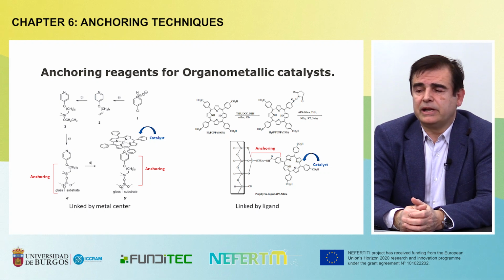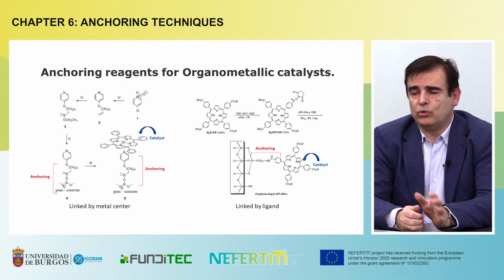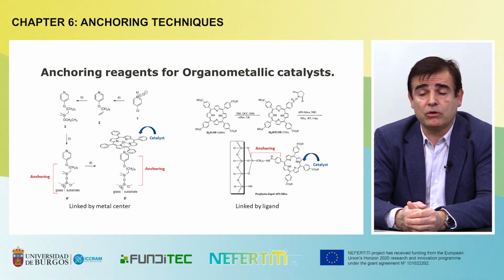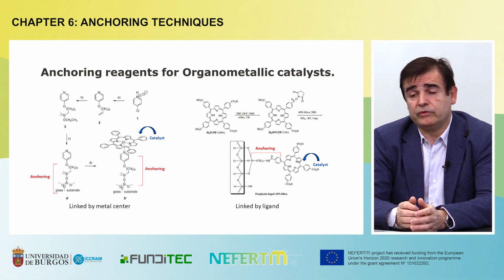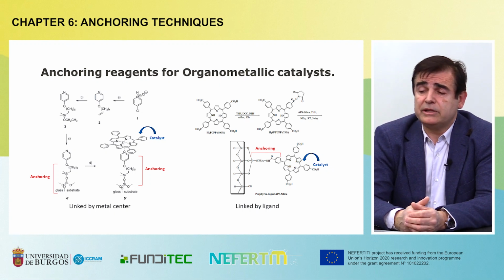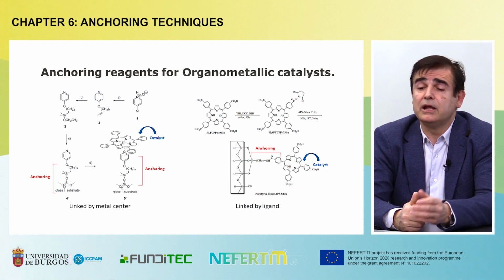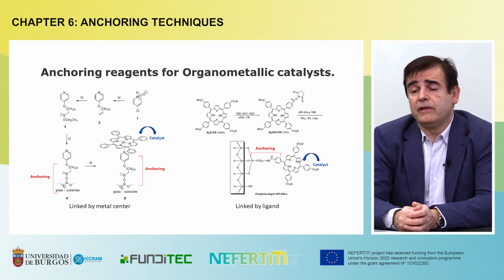In the case of organometallic catalysts, the anchoring process can be done in two ways. First, by covalent bonding between the ligand belonging to the metal coordination sphere and the group acting as an anchor, as in the example on the right, or through the metal center by using a vacant coordination site in the metal, which will always be an additive bond between the molecule acting as anchor and the metal, the left example.